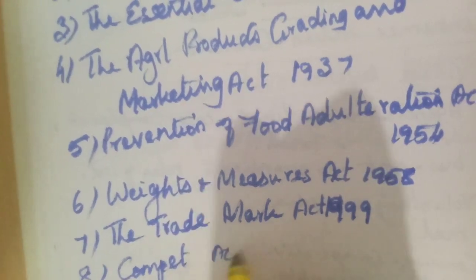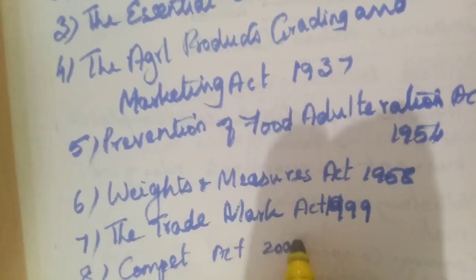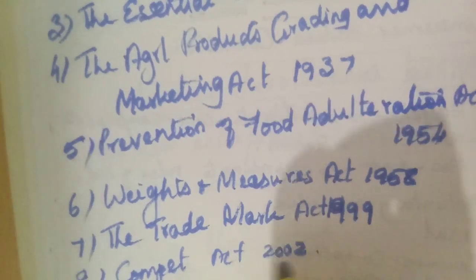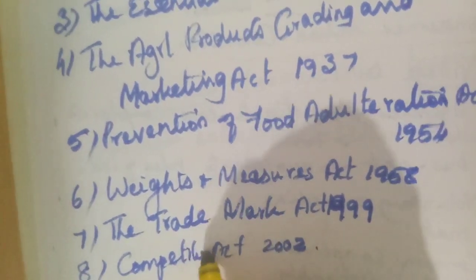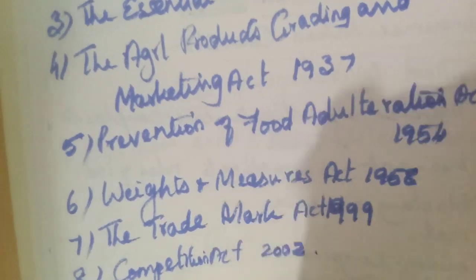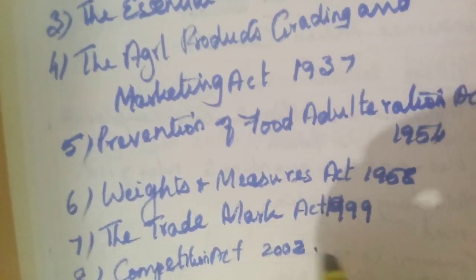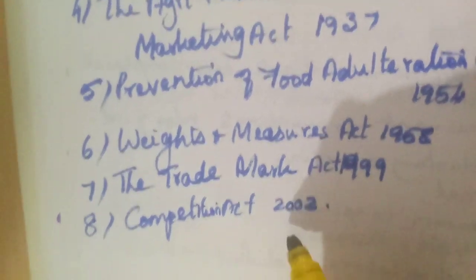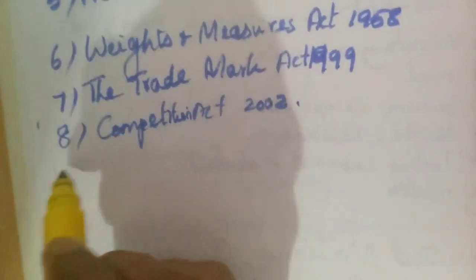Competition Act, 2002. Here, competition must be there, but it may not be an acute competition, unhealthy competition may not be there. They will prevent the acute or unhealthy competition.